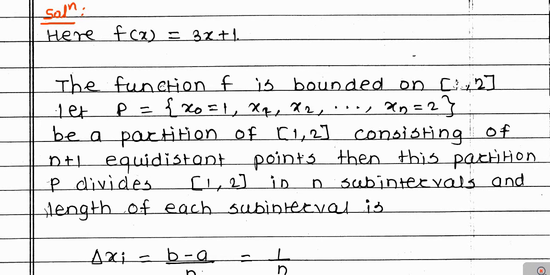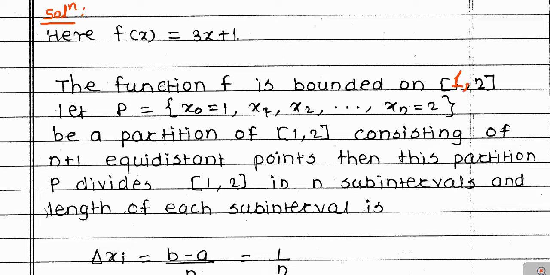So the solution is, let f of x is equal to 3x plus 1. Here the function which is to be integrated is 3x plus 1, so we have denoted it by f of x. The function f is bounded on the closed interval 1 to 2. It is clear that this function f of x equal to 3x plus 1 is bounded on the closed interval 1 to 2. That can be very easily checked. Since it is a linear function and the interval is finite, therefore it is a bounded function on the closed interval 1 to 2.